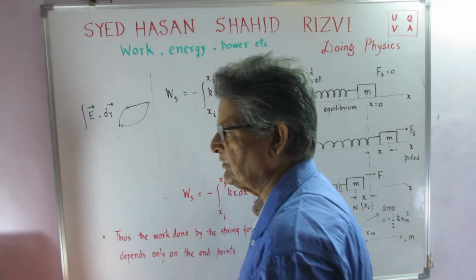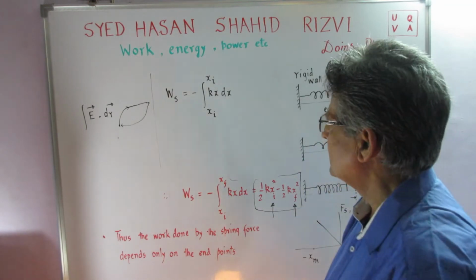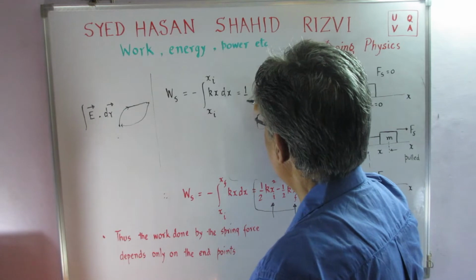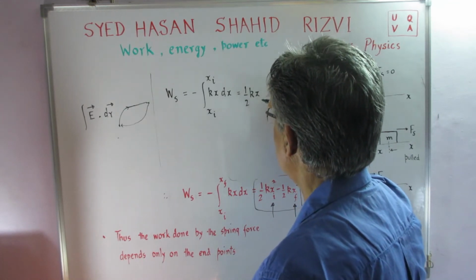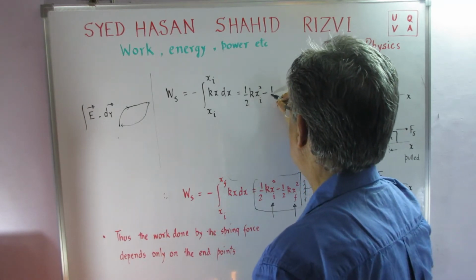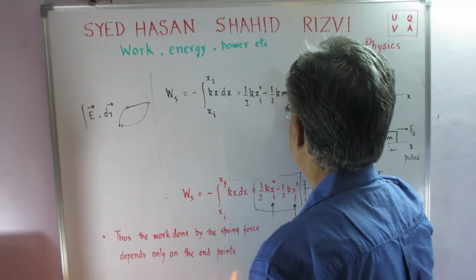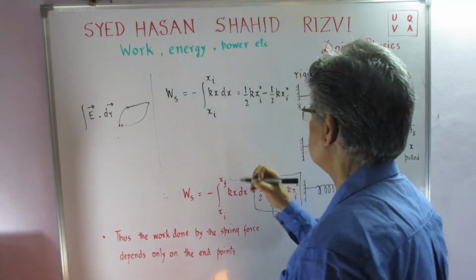okay, the initial and the final positions, they overlap each other, then I will write this as half k xi squared minus half k xi squared, and the same thing subtracted from the same thing.